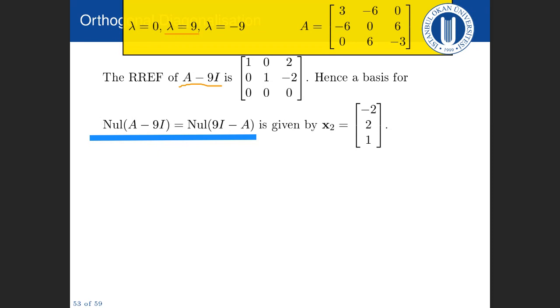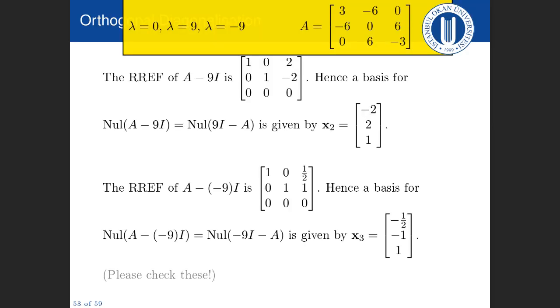And then finally, we need to do the third eigenvalue, so the third eigenspace. Take A minus minus 1 I and row reduce it. I'll leave it as a feature check that we get 1, 0, half, 0, 1, 1, 0, 0, 0. And then we can see that the basis for this eigenspace is given by minus 1/2, minus 1, 1. Do please check these.